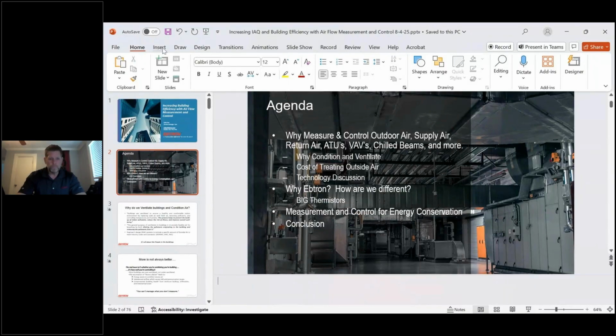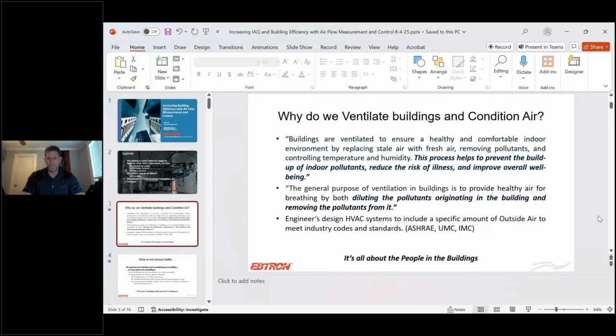So, there's the agenda I just reviewed, right? So then we started out talking about why do we ventilate buildings and condition air? As it states here, the whole concept of ventilation and conditioning air is to help prevent buildup of indoor pollutants, reduce the risk of illness and indoor air quality issues, and improve overall well-being.